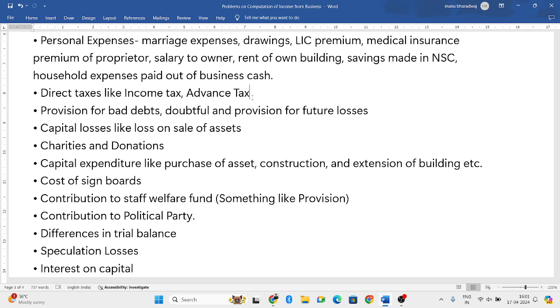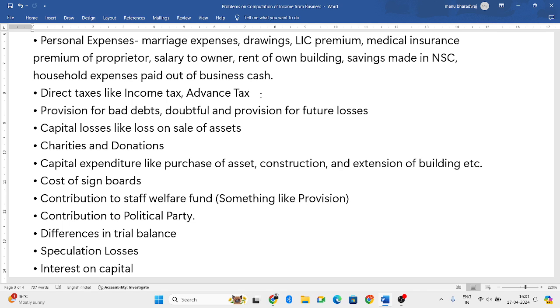Provisions for bad debts. Any provisions. Provision is when you set aside some money. So provision for tax or provision for bad debts or provision for future losses. Any provision, we don't give as admissible. It is an inadmissible expense. Capital losses. Any capital loss, like you have sold an asset and you incur a loss, that is a capital loss that comes under a different head of income, so you don't show it here.